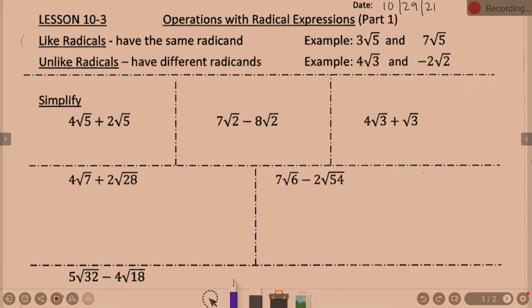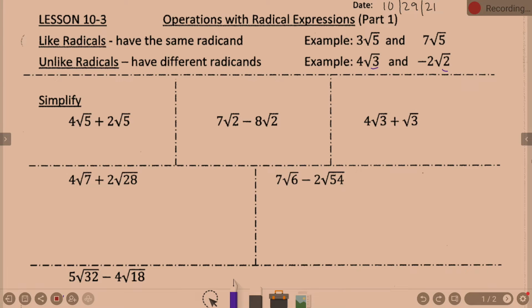Unlike radicals have different radicands, so they have different numbers under the radical. For example, 4 square root of 3 and negative 2 square root of 2. Those numbers under the radical are different. I can't add those. That would be like saying, what's 4x minus 2y? 4x minus 2y is 4x minus 2y. I can't do it. So that is what we're doing today.